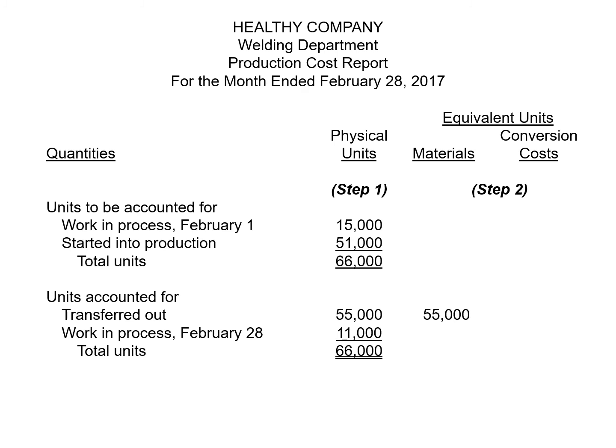Right, when it comes to our equivalent units, if we transferred out 55,000 units, then they are complete with respect to both materials and conversion cost. Our materials were all added at the beginning of the process, so they are 100% complete with respect to materials. Our equivalent units for materials are 66,000. Again, our conversion cost, those that transferred out, are complete with respect to our conversion cost. Our work in process was 1/5 or 20% complete, so it's 2,200 equivalent units. And again, the total equivalent units for the conversion cost is 57,200.